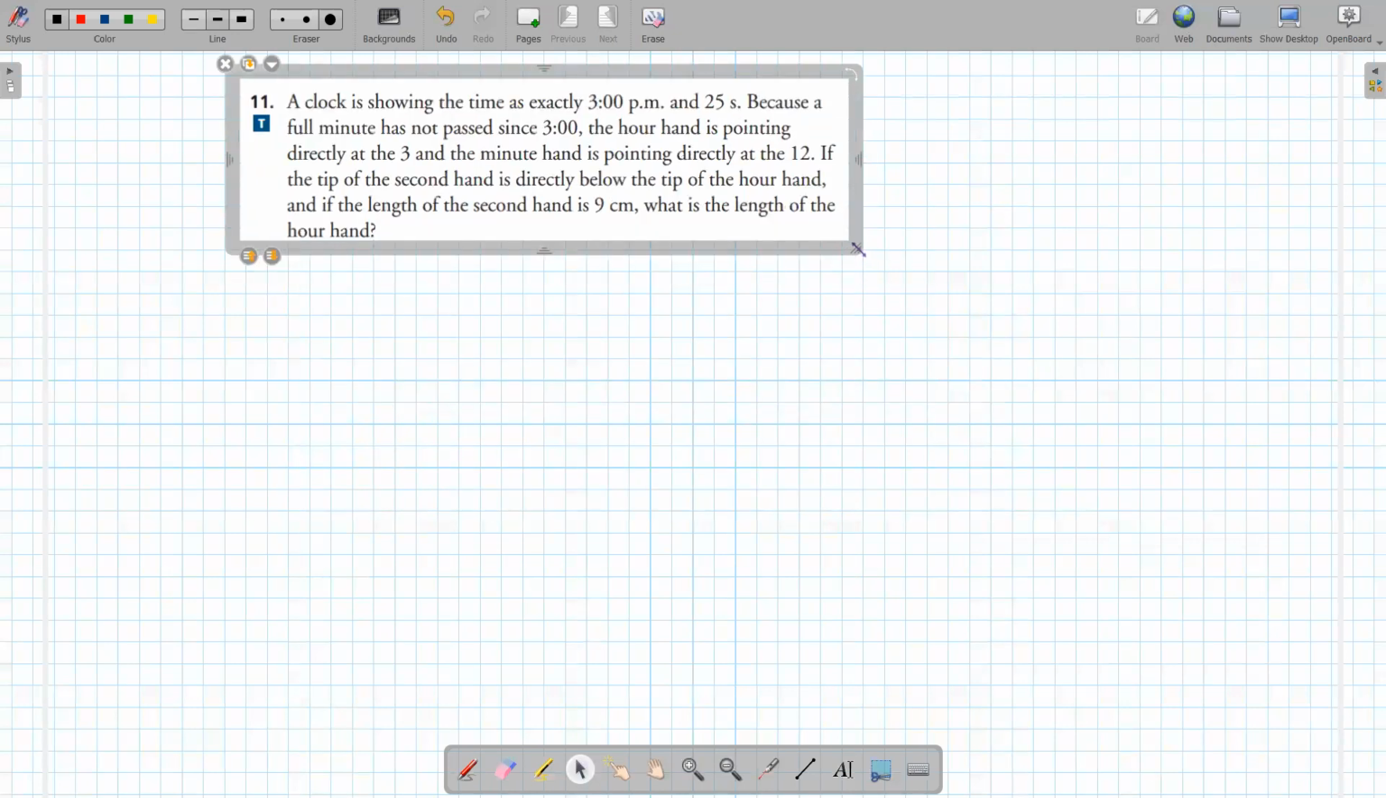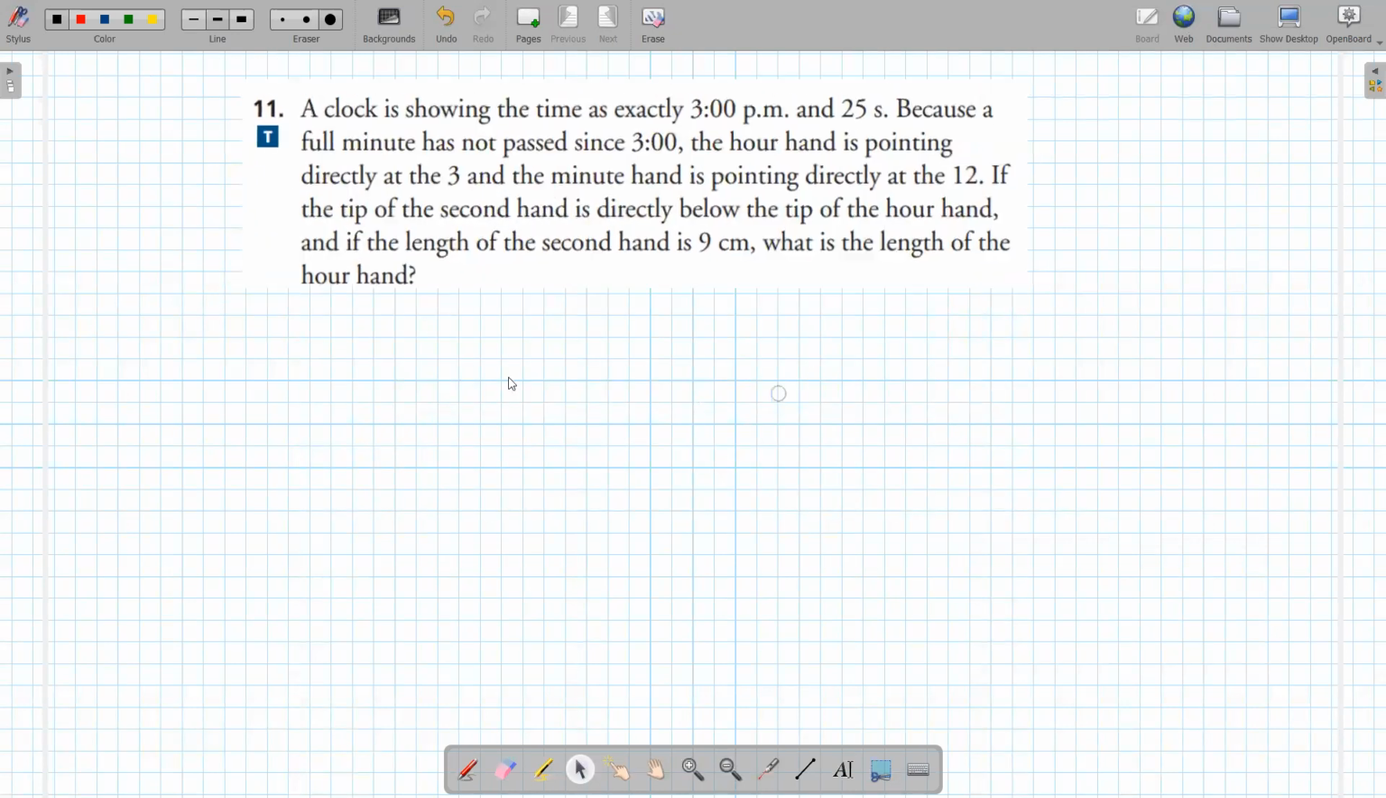A clock is showing this time as exactly 3 p.m. and 25 seconds. All right, so 3 p.m. and 25. A clock has 3 components.